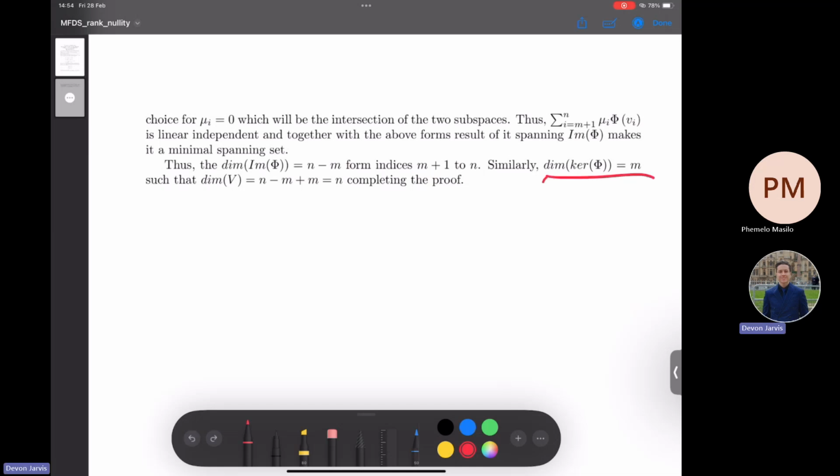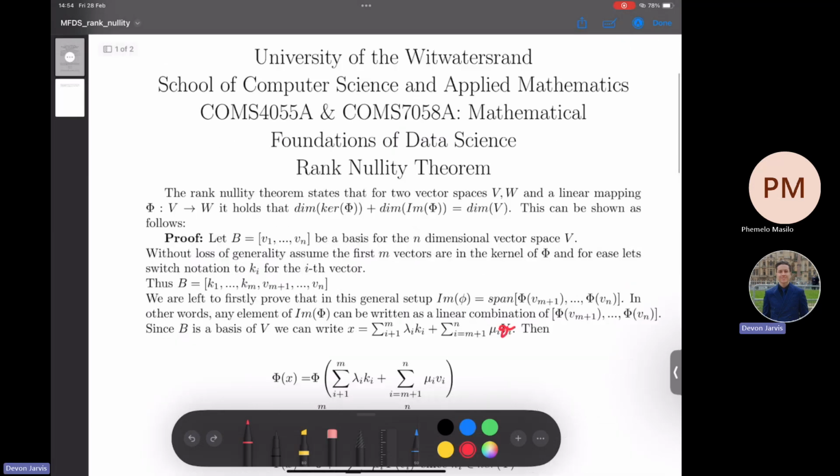Similarly, what was the dimension of our kernel? Well, we said that that was m. And so if I add them together, I get n. Okay, so I just came back up to the top here, and I substituted in the dimension of that, and I got back to n over there. Proved. That's the entire proof of rank nullity theorem.